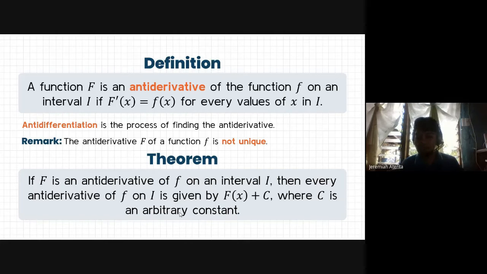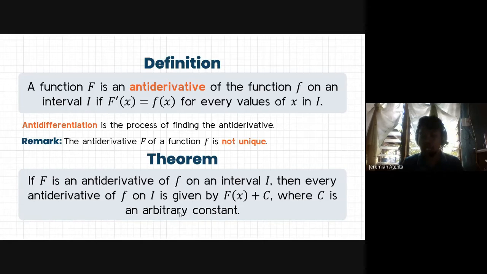If F is an antiderivative of f, so uppercase F, then lowercase f, on an interval I, then every antiderivative of the lowercase f on I is given by the uppercase F of x plus c, where c is an arbitrary constant. As I said earlier, the antiderivative of a certain function is not unique. There are a lot of antiderivatives of a certain function. They just differ by the added constant. So we have plus c. I hope the definition and the theorem here are clear to you.